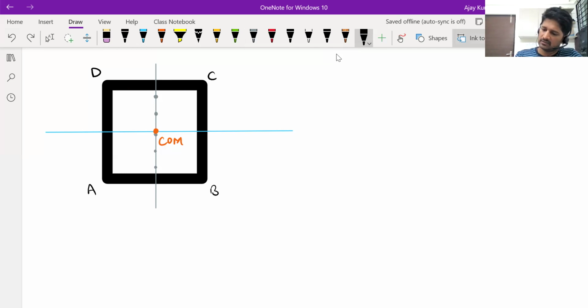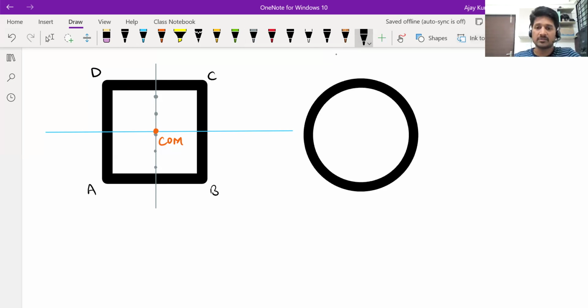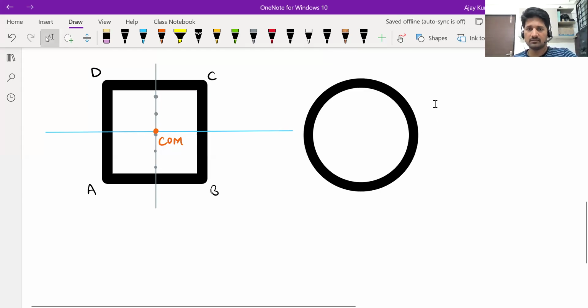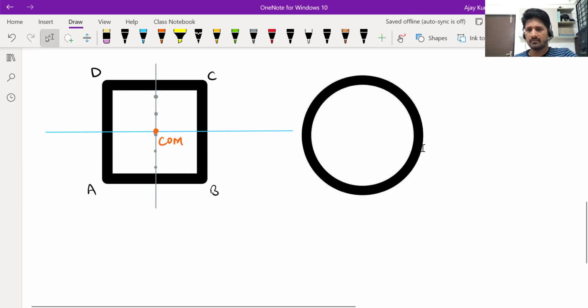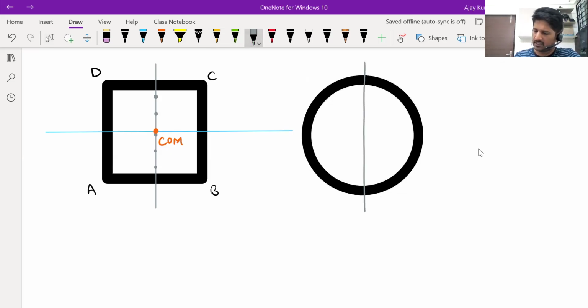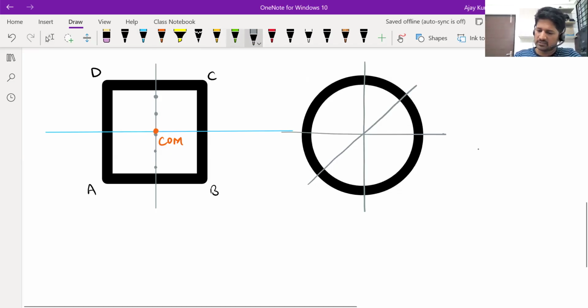Now, suppose there is a circle. Where will its center of mass be? Tell directly. Aishwarya, where is the center of mass of a ring like this, a complete ring? The middle. The center of the circle itself. Why? Because a circle has infinite lines of symmetry. Every diameter is a line of symmetry. One like this, one like this. Any number of symmetric lines you draw, they'll all have one common point, and that point is the center of the circle itself. Then that itself becomes the center of mass.